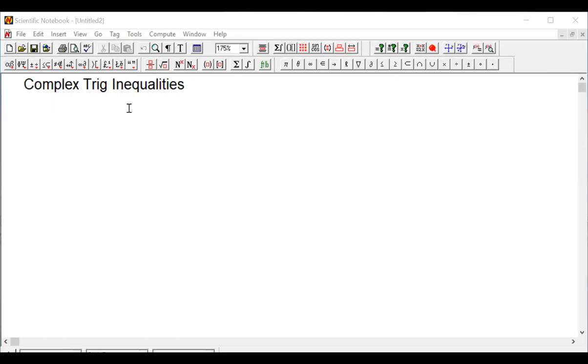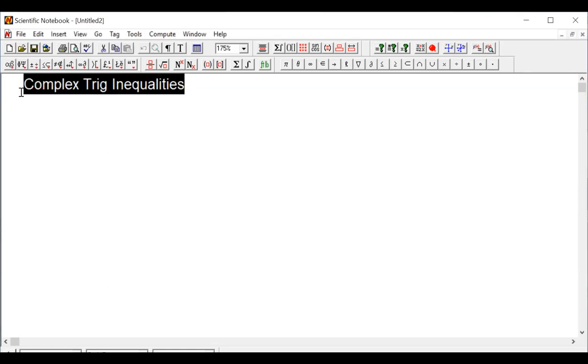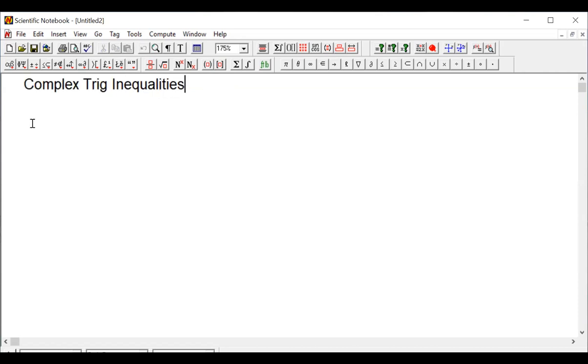Hello, in this lesson, we're going to talk about solving complex trig inequalities. In some situations, we need to solve these kinds of inequalities. So far, we have covered solving equations and inequalities of various kinds, including quadratic, exponential, and logarithm. And so now it's time to look at complex trig inequalities.